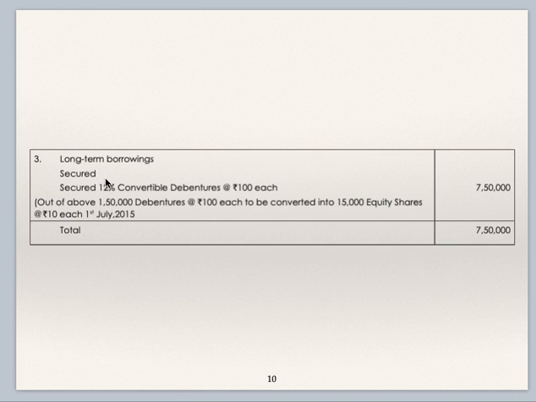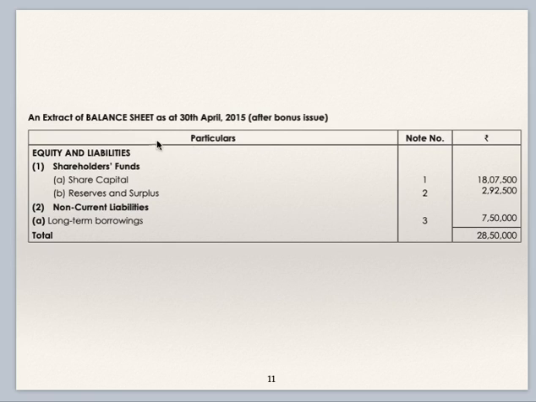Long-term borrowing, in that you have secured loan 7,50,000, debentures, 12% convertible debentures of 100 each. You have to mention in brackets: out of the above 1,50,000 debentures, that is value of 1,50,000, 20% is getting converted into 15,000 equity shares of 10 each on whatever is the date. This is the total 7,50,000.